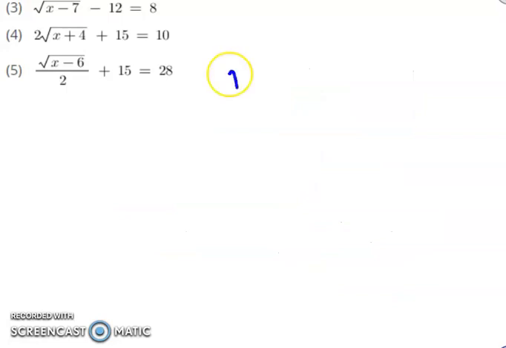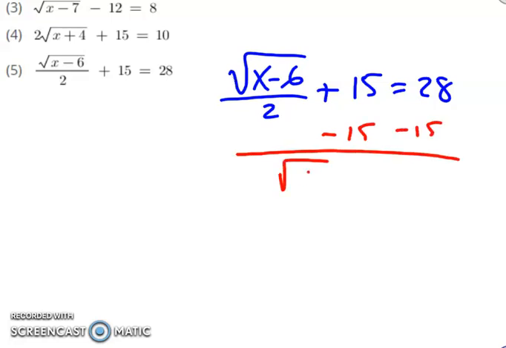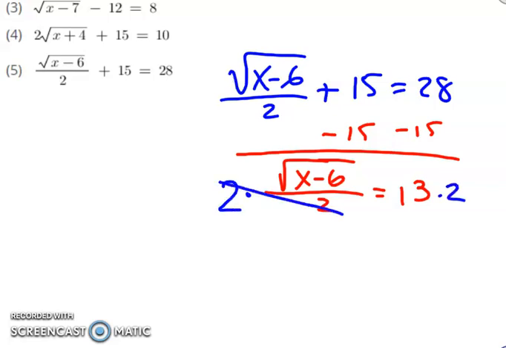And then the last problem: the square root of x minus 6, divided by 2, plus 15 is 28. The first step here is we're going to subtract away 15. So we end up with the square root of x minus 6, all over 2, equals 13. And then we're going to undo the division by doubling both sides. That gives me the square root of x minus 6 equals 26. Now I've got the square root by itself.